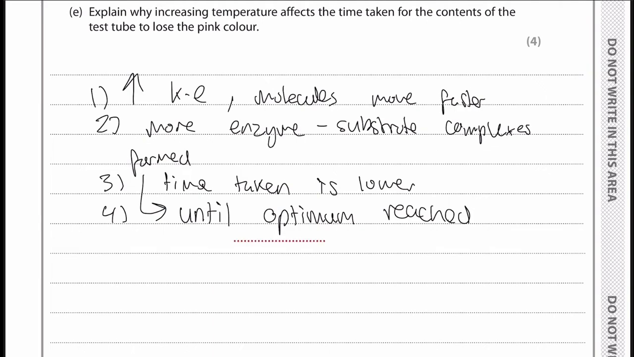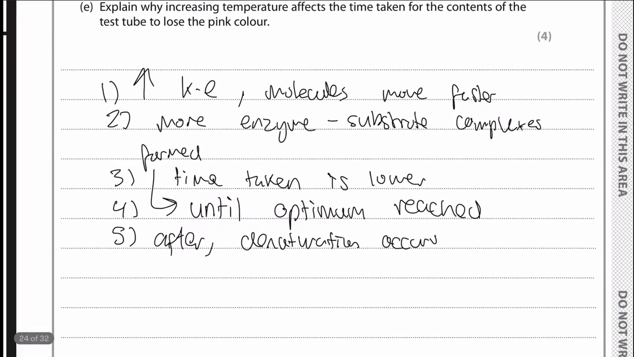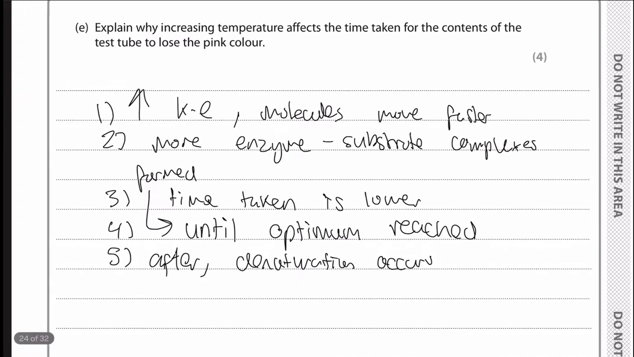Now, once we've reached that level of optimum, what's going to happen after? After the optimum, denaturation occurs. This means the bonds in the active site break. There's a change in the active site. So what this means is the substrate can no longer bind to the enzyme. And there we go. That's more than enough marks. Yeah, pretty simple.